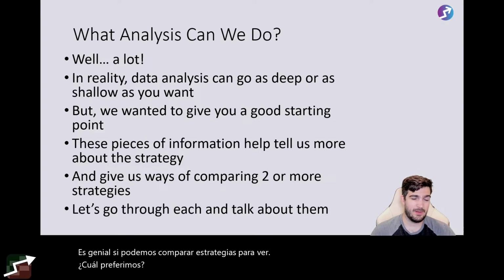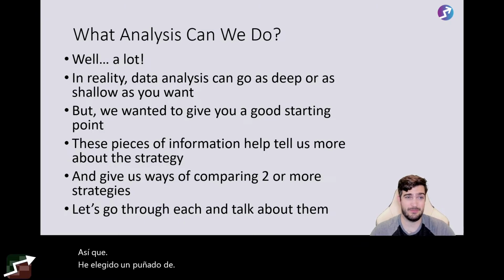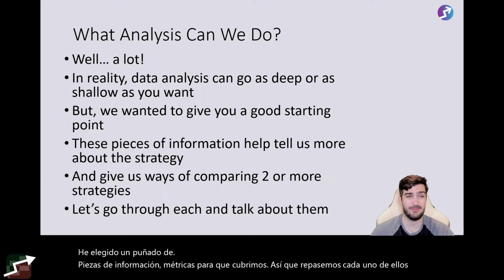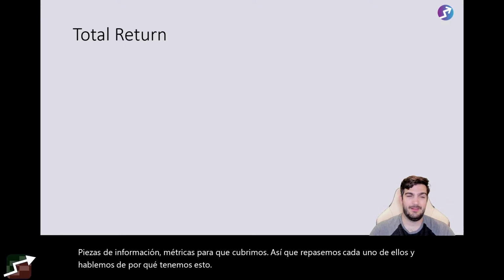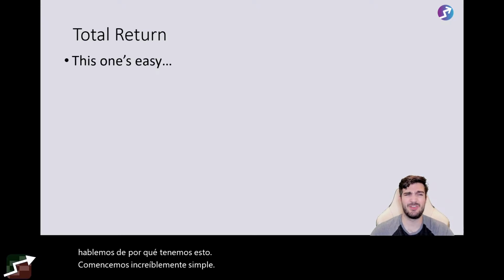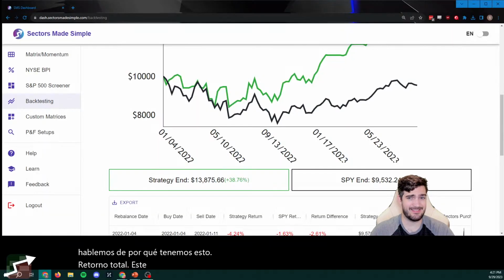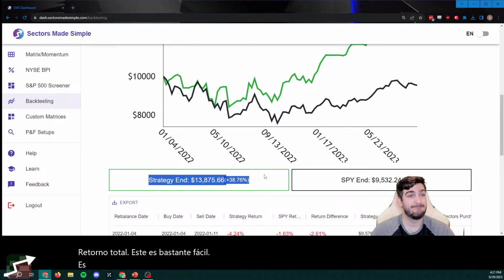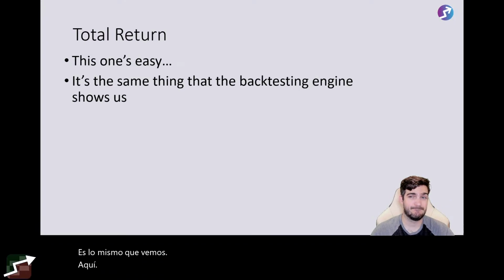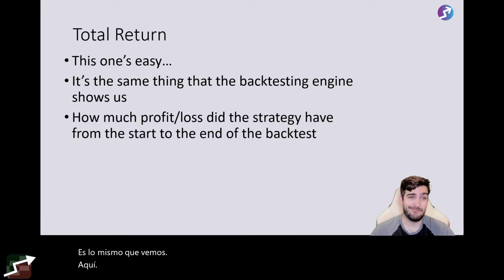So, I've picked out a handful of pieces of information, metrics, for us to cover. Let's go through each one of them and talk about why we have this. Let's start incredibly simple. Total return. This one's pretty easy. It's the same thing as we see here. How much profit or how much loss did the strategy have from the start to the end of our backtest?